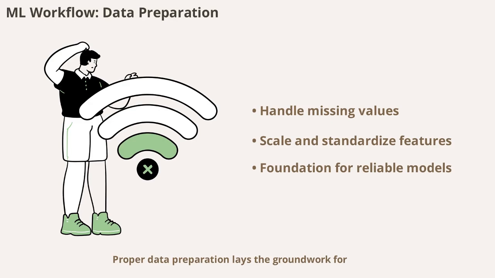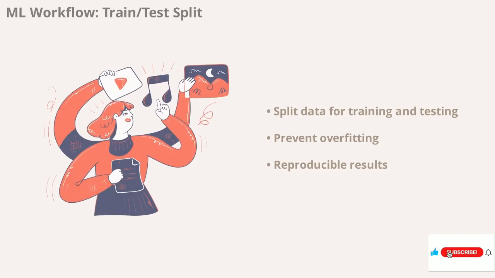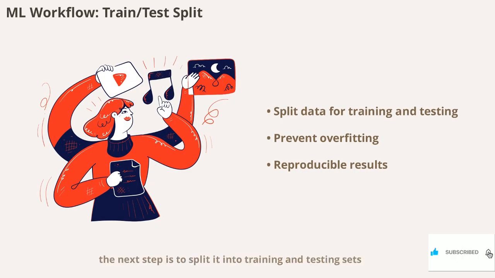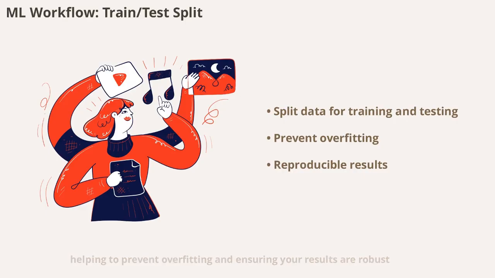Proper data preparation lays the groundwork for the rest of your machine learning pipeline. After preparing your data, the next step is to split it into training and testing sets. Scikit-learn's train_test_split function makes this process simple and reproducible. By separating your data, you can train your model on one portion and evaluate its performance on unseen data, helping to prevent overfitting and ensuring your results are robust.